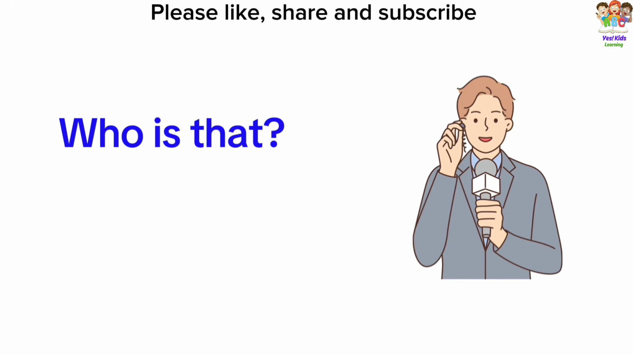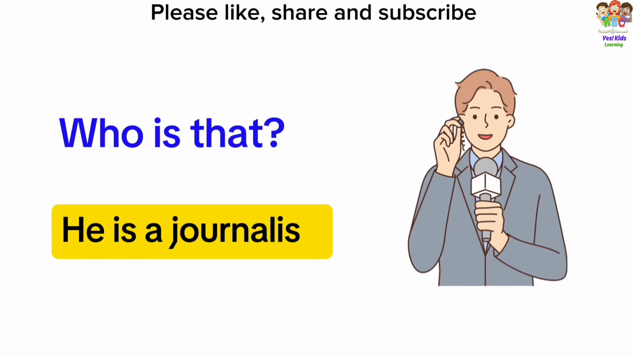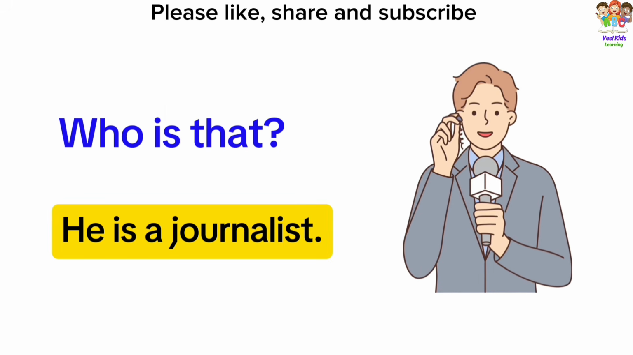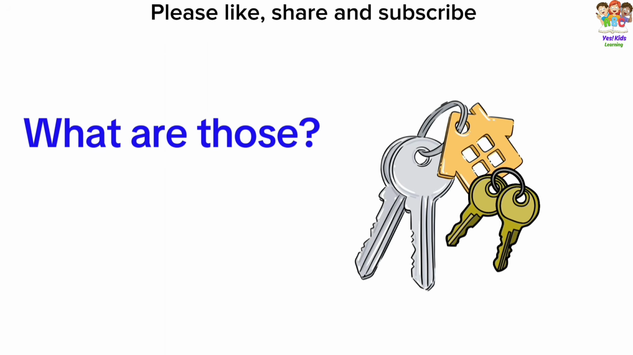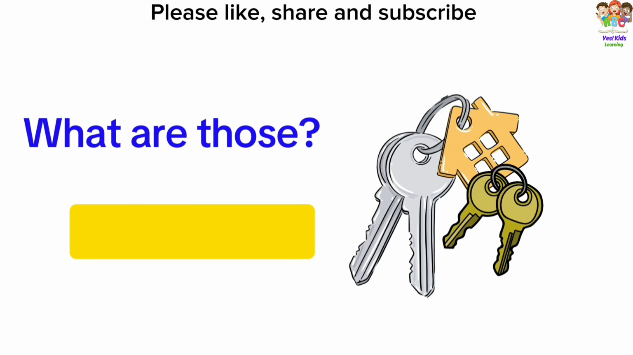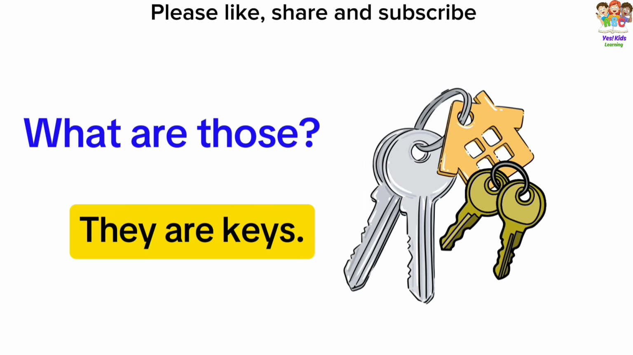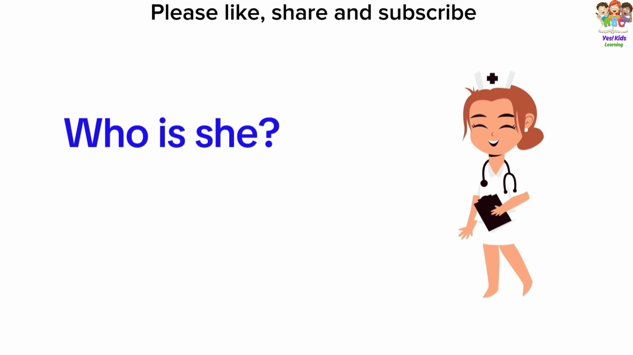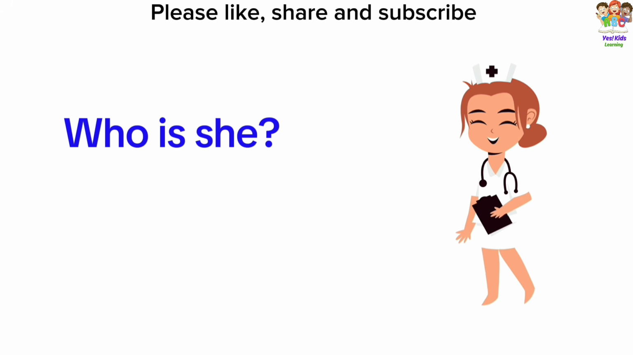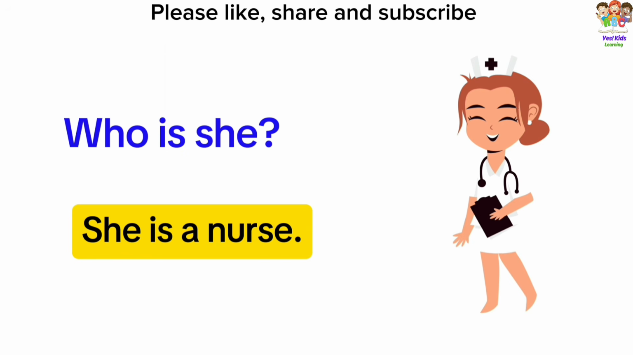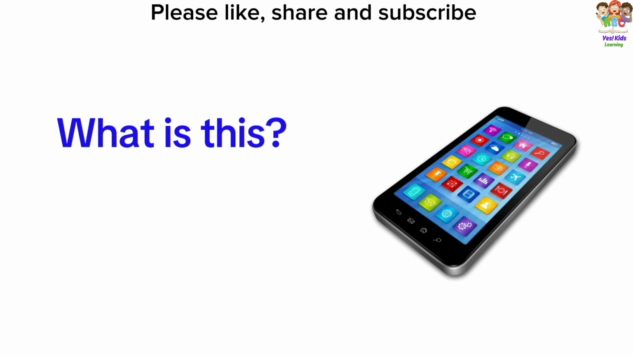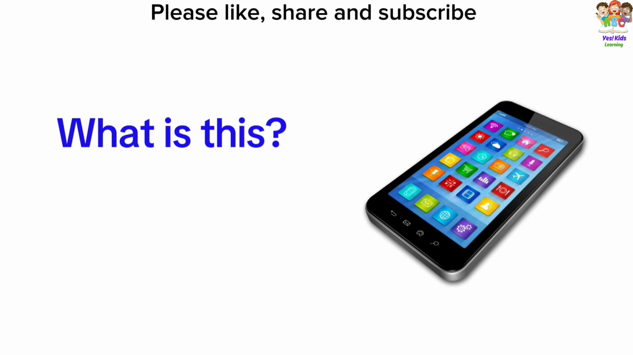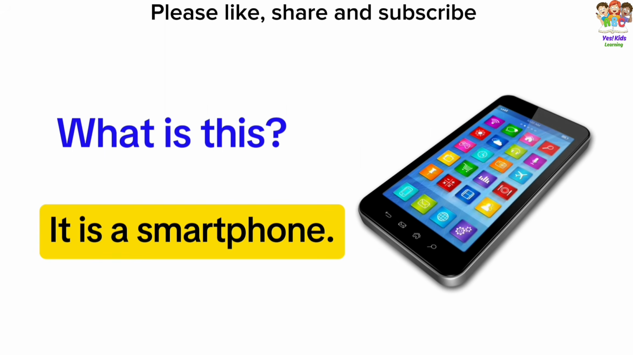Who is that? He is a journalist. What are those? They are keys. Who is she? She is a nurse. What is this? It is a smartphone.